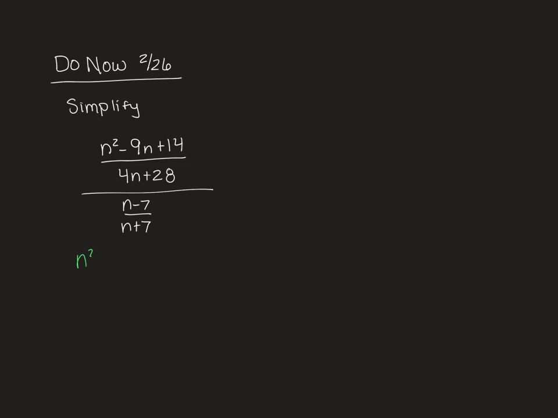So we have n squared. Actually, let's factor while we are doing the keep, change, flip. So two numbers that multiply to 14 but add to -9, you're going to get -7 and -2. 4n plus 28, you can factor out a 4, and you are left with n plus 7. So we keep the first fraction, change to multiplication, and then the denominator, nothing needs to factor, so we just flip it.